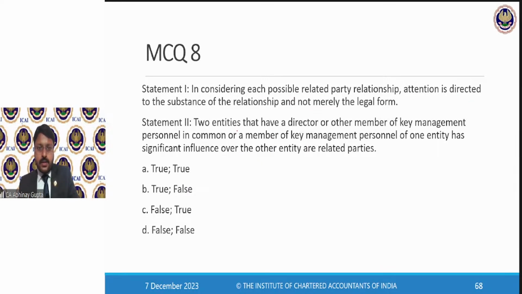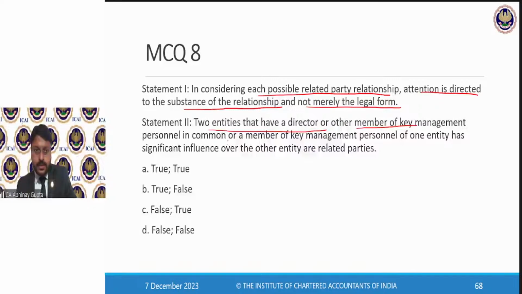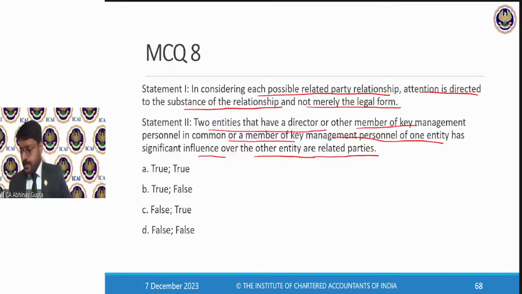Okay. Statement 1. In considering each possible related party relationship, attention is directed to the substance of the relationship and not merely the legal form. Statement 2. Two entities that have a director or other member of KMP in common, or a member of key management personnel of one entity has significant influence of the other entity, then both these entities are considered to be the related parties. True, true, true, false, false, true, false, false. A, B, C, D. Both the statements are true. First is true, second is false. First is false, second is true. Both are false.